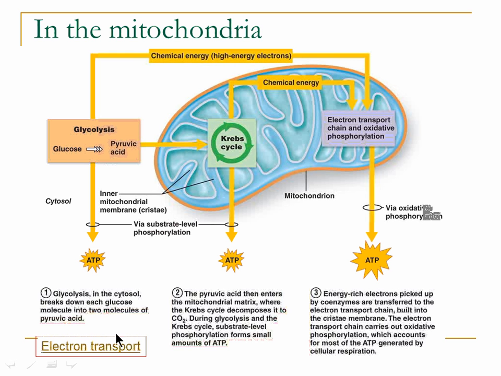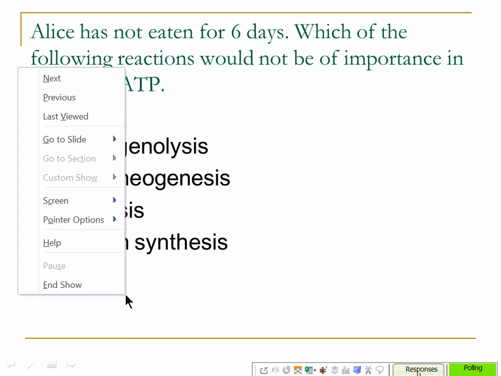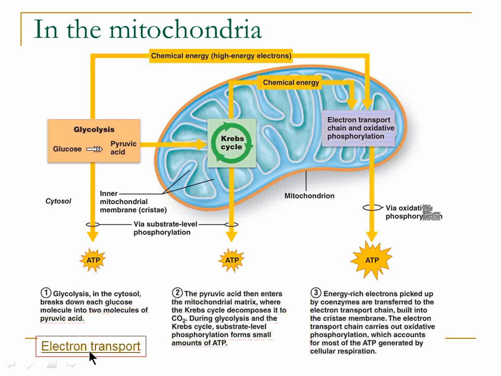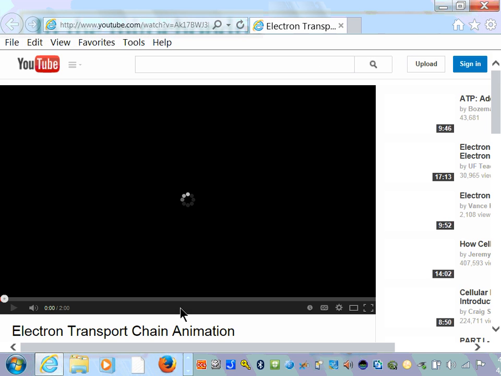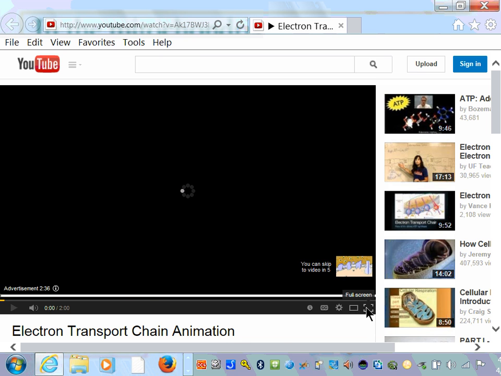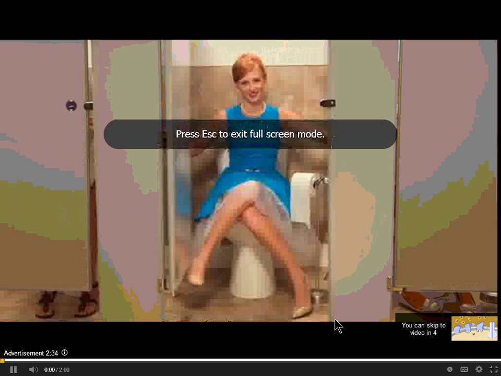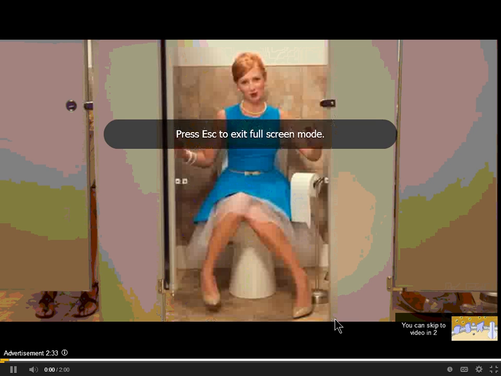So let me show you this. Let's go back to the electron transport chain. This will explain what exactly is happening. You don't need to worry about the enzyme names.